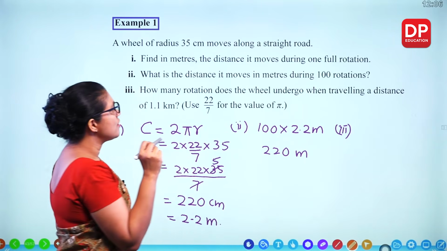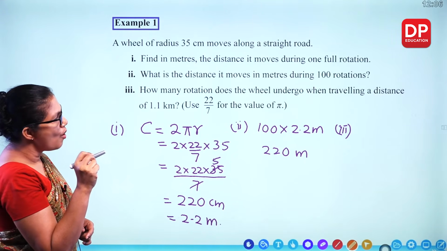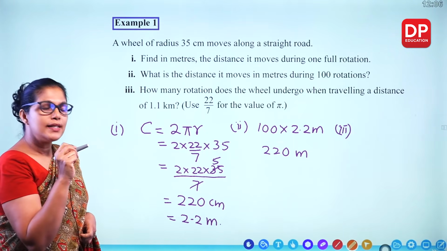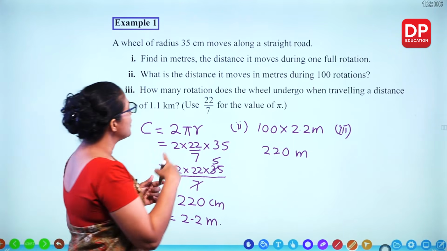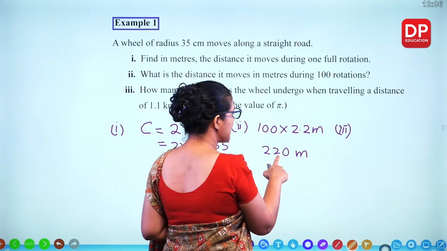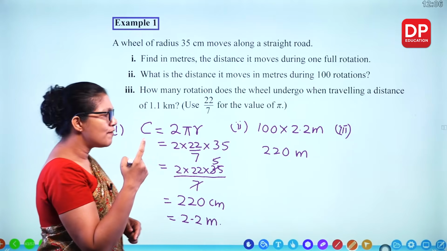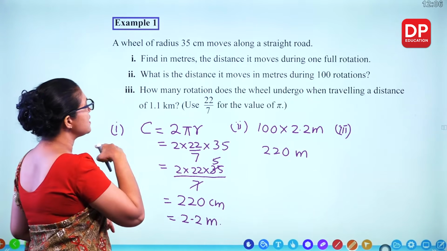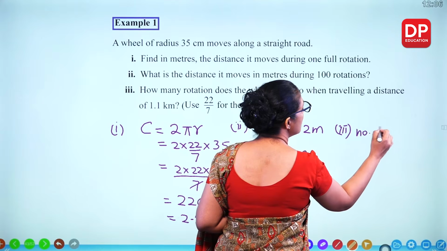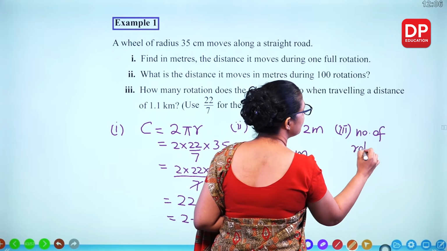Then the third one, how many rotations does the wheel undergo when traveling a distance of 1.1 kilometers? So the total distance is 1.1 kilometers. This is in kilometers, so convert this one to meters. So the number of rotations.